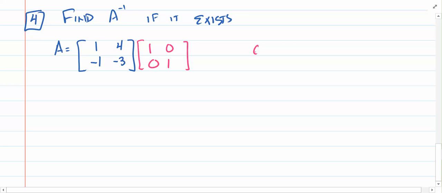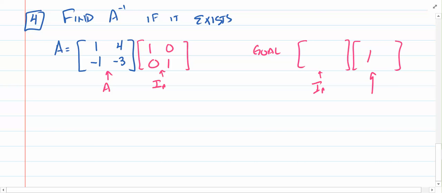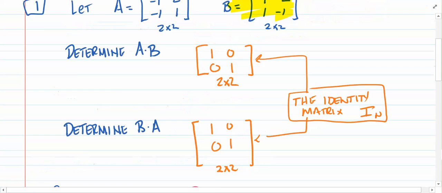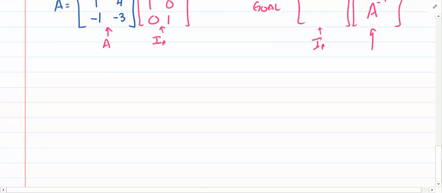So the goal here for us, ladies and gentlemen, is to reverse these. Right now I have matrix A right here, and I have the identity matrix here. Is that true? Yes. Okay. The goal is to get the identity matrix here, and the leftover part will be A inverse. Crazy, huh? We're going to reverse these. What's the letter next to the I? It's N, just like it was up here. It's the same thing. Oh, that's what that means. Okay? Same thing.